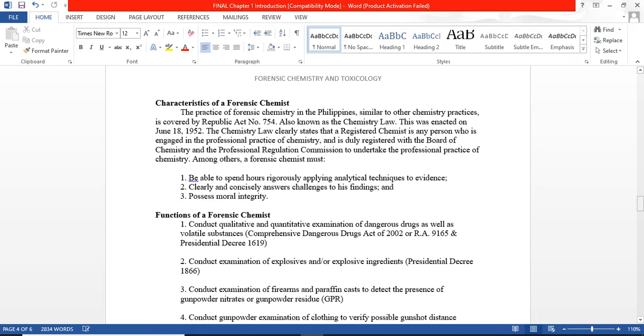evidence. Number 2, clearly and concisely answer challenges to his findings. Number 3, possesses moral integrity. Number 1, ibig sabihin, kabalo siya mag-perform sa mga test nga kaangay-angay sa mga ebidensya nga na-collect, kay basi masamad niya lang ang ebidensya, matamper niya lang. Number 2, clearly and concisely answer challenges to his findings. Ibig sabihin, makahatag siya sang concrete nga mga result, hindi pataka-taka lang.